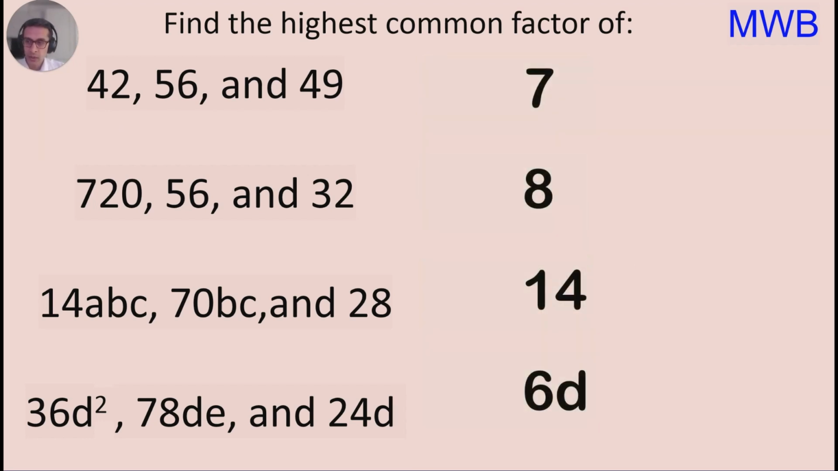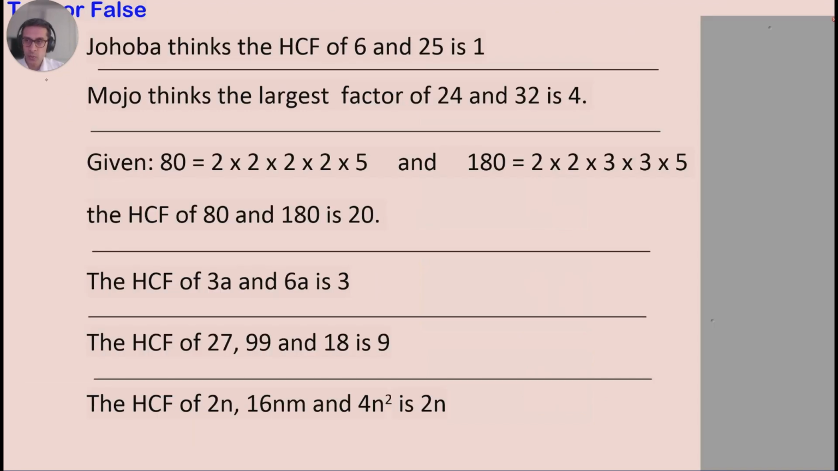And we're going to be looking now at some worded true or false questions. So pause the video and have a go at all of these, decide whether they're true or false, and then I'm going to go through some answers with you. Okay, so the first one, highest common factor of 6 and 25 is 1. Well, we can see that there's no other numbers that go into this, so yeah, this is going to be true. The highest common factor of 24 and 32 is 4.